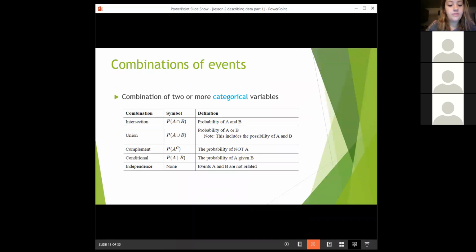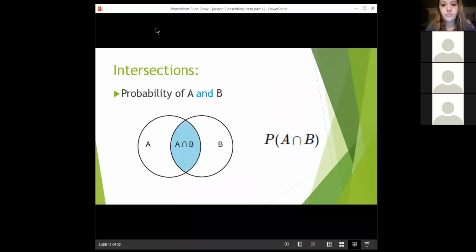Okay, so now we'll talk about combination of events. Remember, probabilities are talking about categorical variables, so combination of events would be the probability of 2 or more categorical variables. We'll go through each of these briefly. Our intersection is just the probability of A and B. That's going to be our shaded area in the middle, the probability that A and B happen at the same time. So that's an intersection.